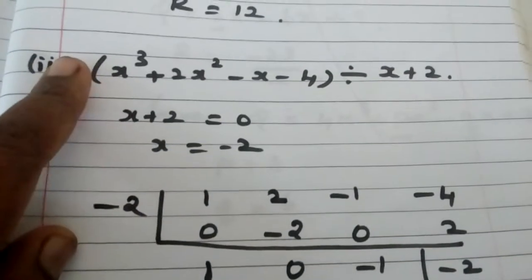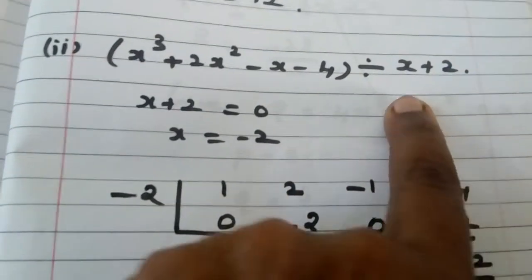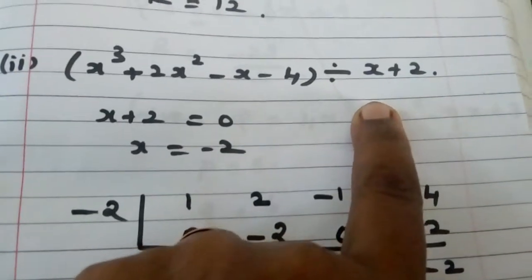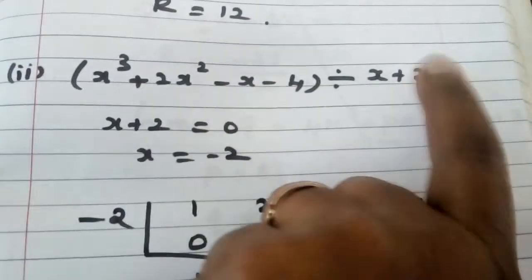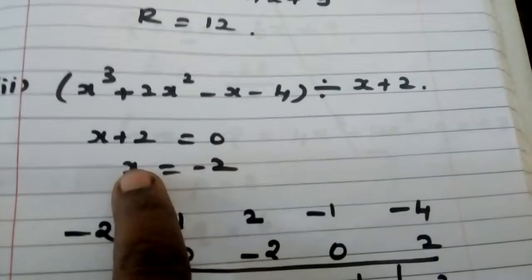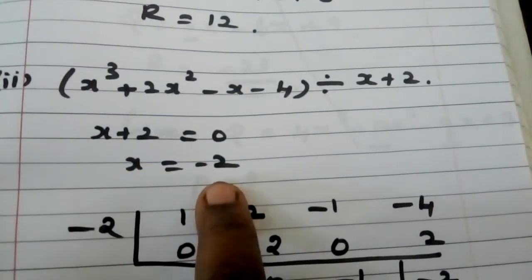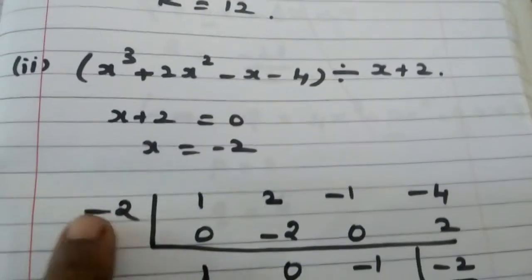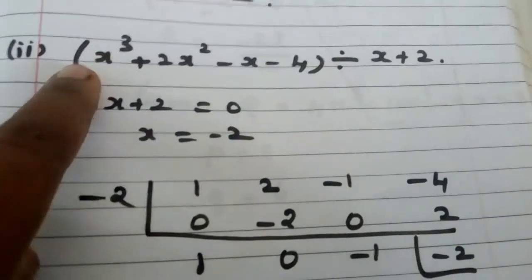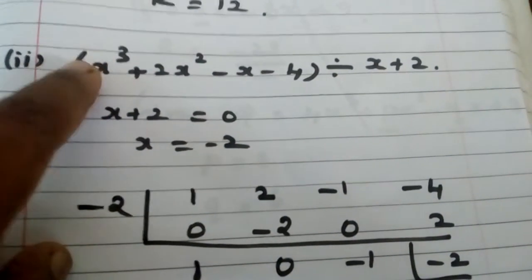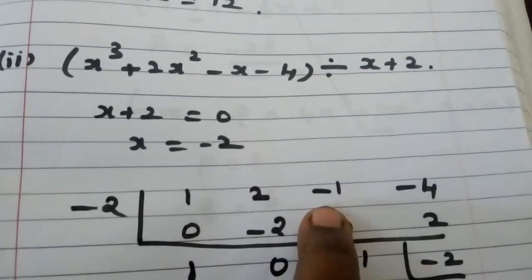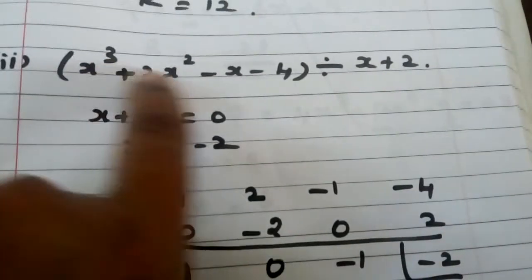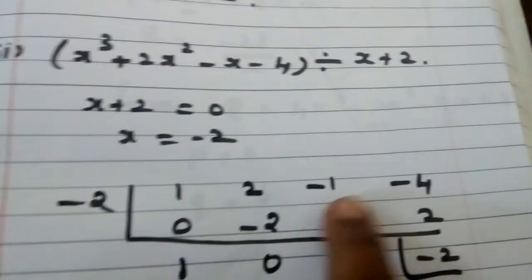See, this is your expression and they've given it divided by x plus 2. Okay. So first equate that x plus 2 equal to 0. Whatever the value given here, just equate it to 0. So when you get the value x equals minus 2, then write that value here. Now this is your expression, and this is what we are going to divide. So write this here in terms of 1, 2, minus 1, minus 4.